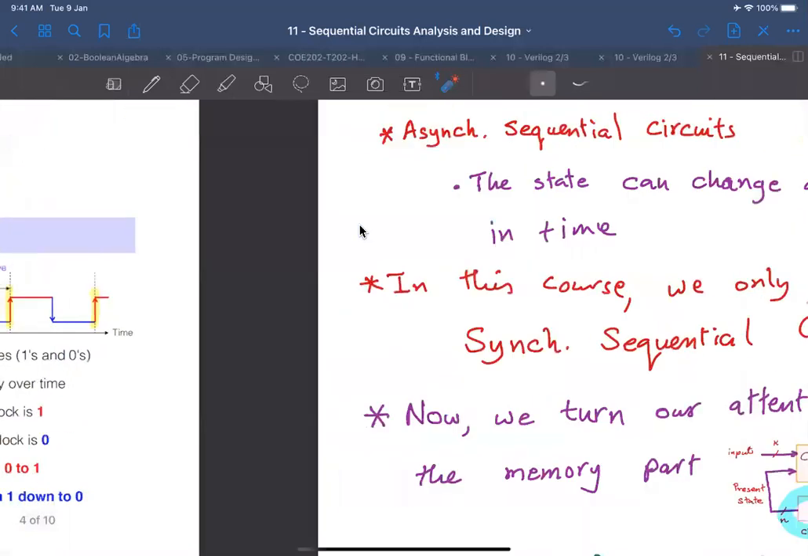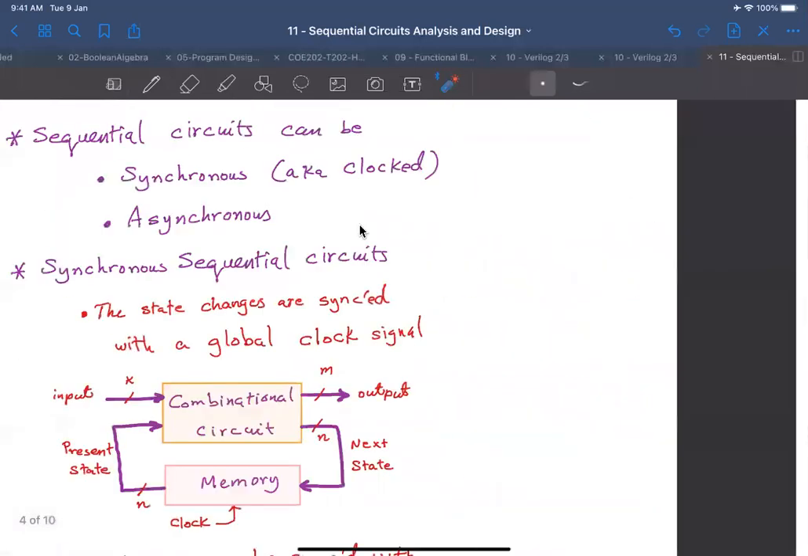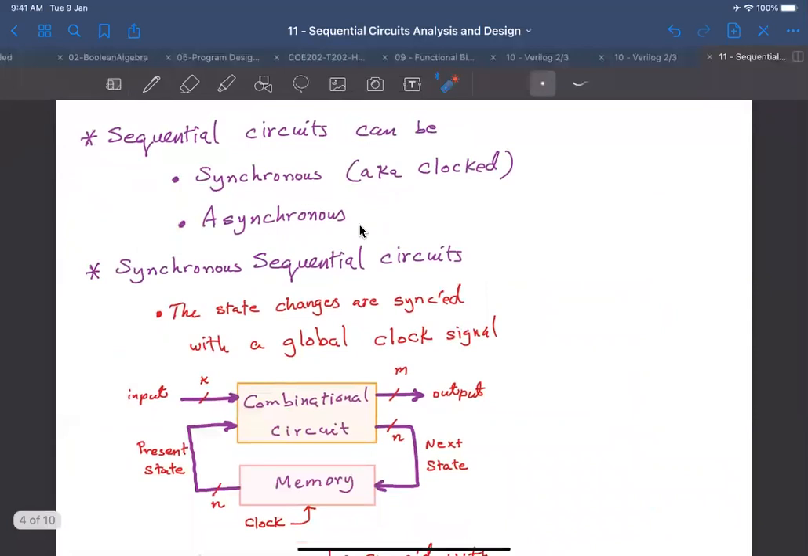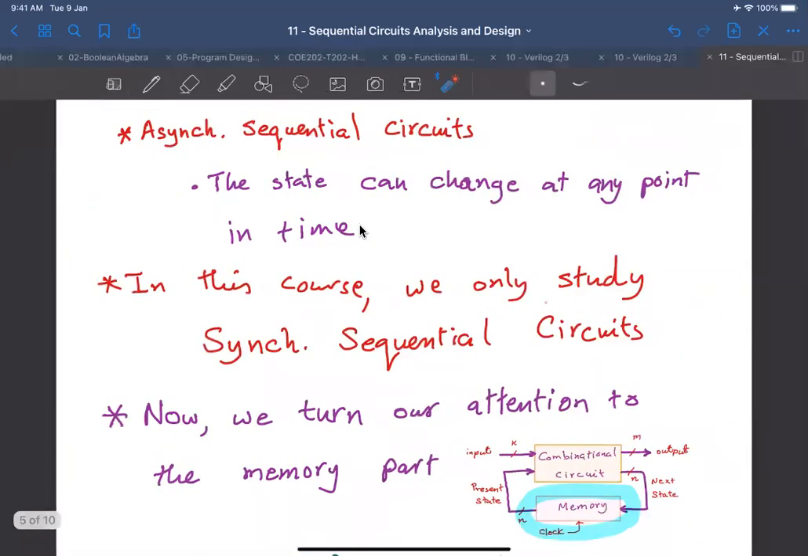Now, we said something about synchronous sequential circuits. What about asynchronous sequential circuits? Asynchronous sequential circuit means that the state can change at any point in time, and this makes the circuit very difficult to analyze and very difficult to design as well. So in this course, we only study synchronous or clocked sequential circuits. We do not study asynchronous sequential circuits.